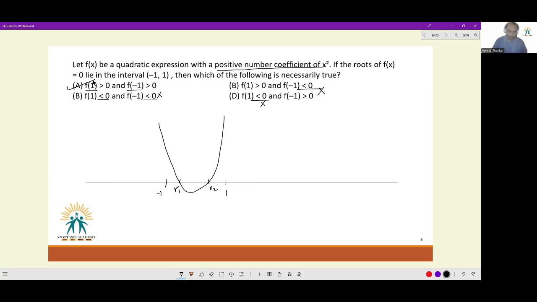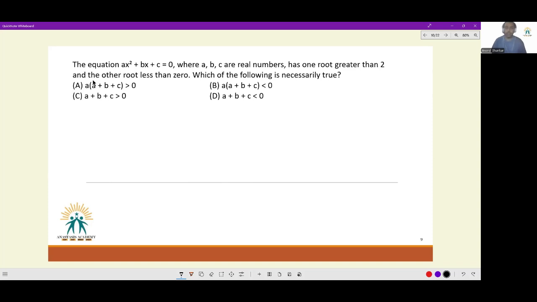coefficient for x square. Next, the equation ax square plus bx plus c is equal to 0, where a, b, c are real numbers, has one root greater than 2 and the other root less than 0. One root greater than 2 and another root less than 0. Then which of the following is necessarily true?